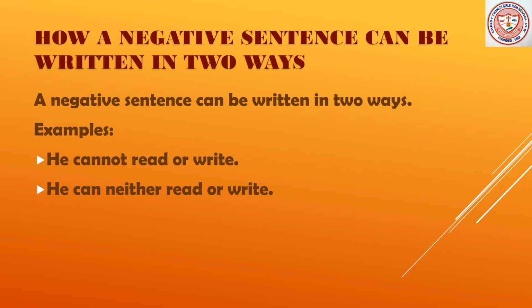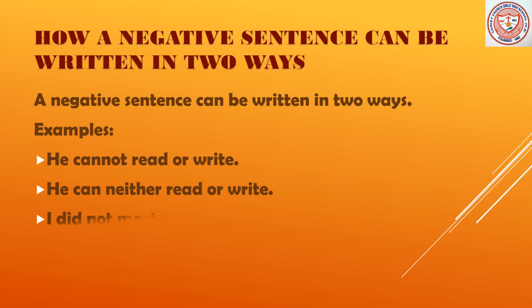So, you can follow two different structures of one same sentence. In the first one, we have used cannot to make it negative. And in the second one, we have used neither nor. But the meaning of these two sentences is the same. So, we can write one sentence by using various types of negative words.